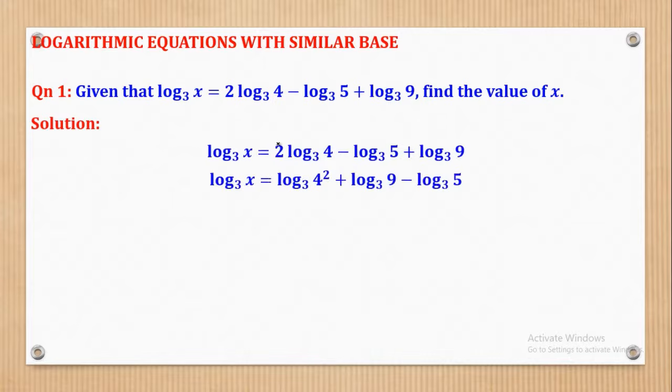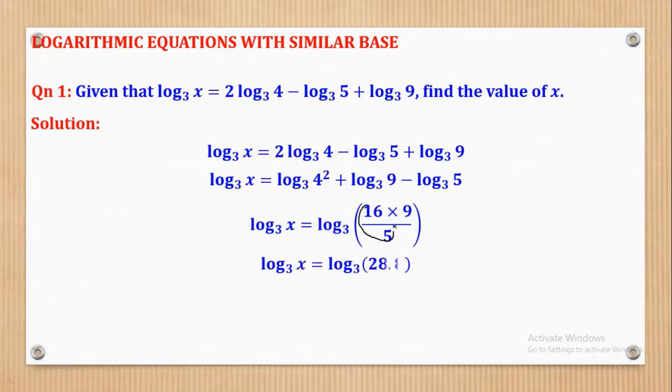For example, this 2 can go this side to become 4 squared. Then we also remember that in BODMAS we start with addition, then we go to subtraction. So this one addition will come here, and this subtraction will be last. Therefore you will come and say that this is 16 times 9 over 5, which is this. So when I simplify this, I'll come up with that, which is 28.8.